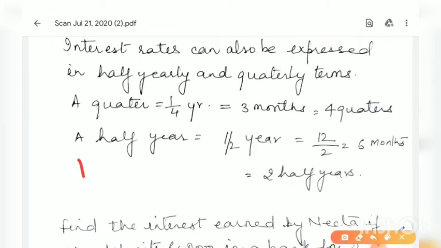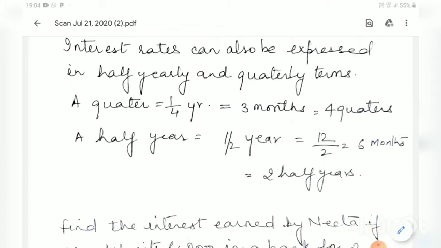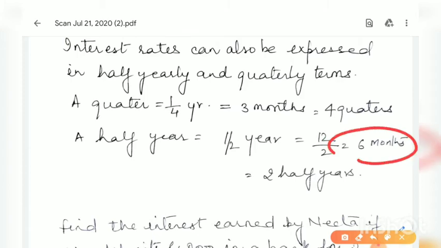If you divide 12 by 4, you get 3. So 4 quarters of 3 months each in a year, 3 + 3 + 3 + 3. So there are 4 quarters in a year, and a half year is equal to 6 months. If you take 1 year is equal to 12 months, and divide 12 months by 2, you get 6 months. So there are 2 half years in a year.